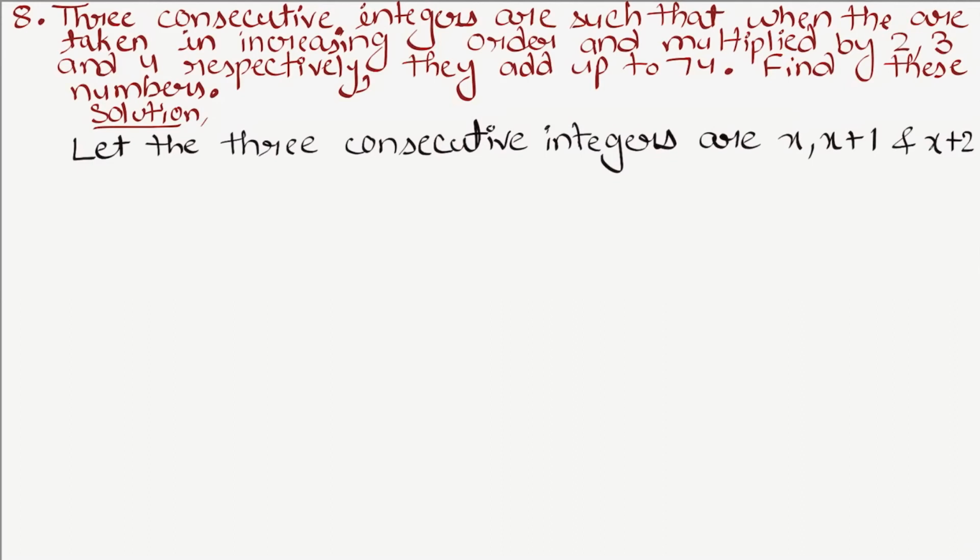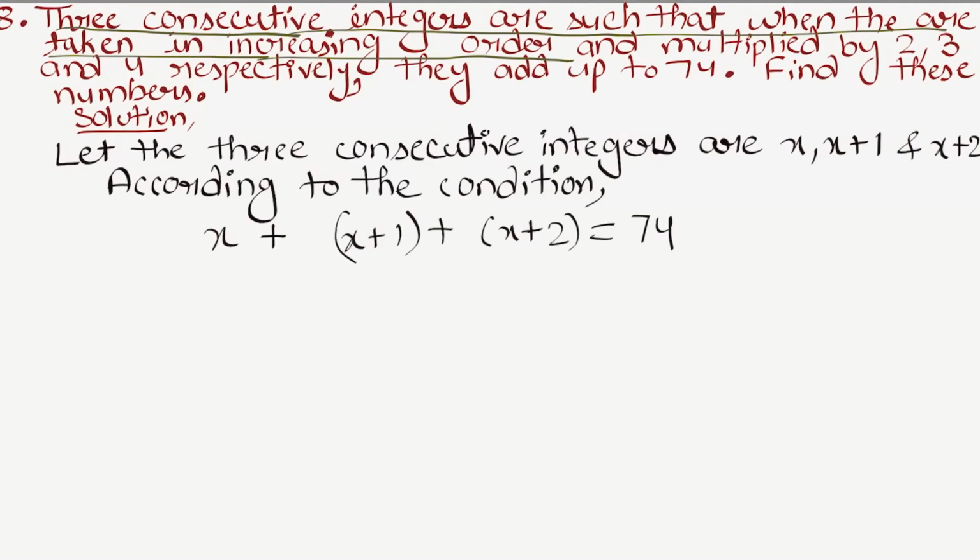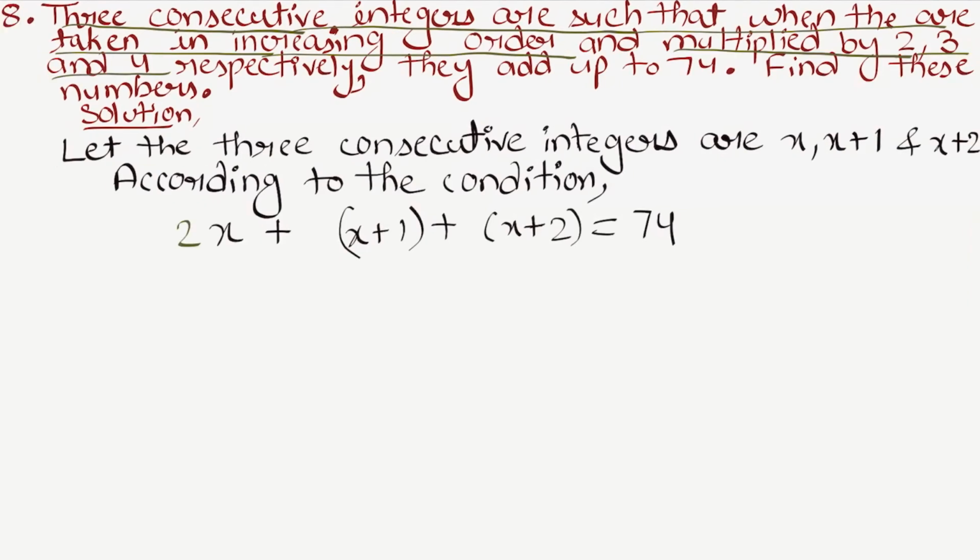The statement when they are taken in increasing order means first we need to consider the three consecutive integers one after the other, and then we need to multiply them with 2, 3 and 4 respectively. So according to the question, let's frame the linear equation. The first number, that is x, will be multiplied by 2, plus 3 will be multiplied to x plus 1 and 4 will be multiplied to x plus 2, and their summation is equal to 74.